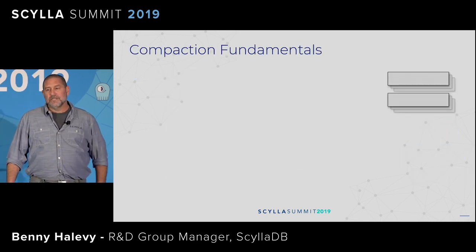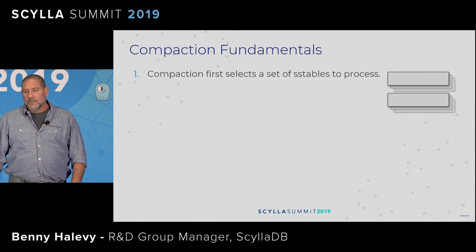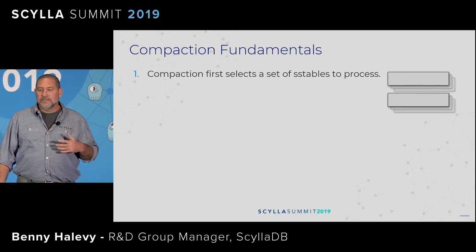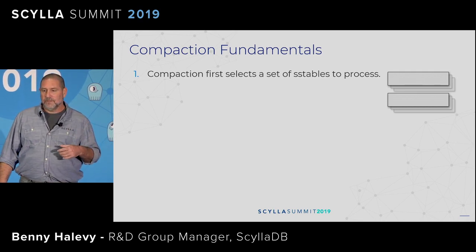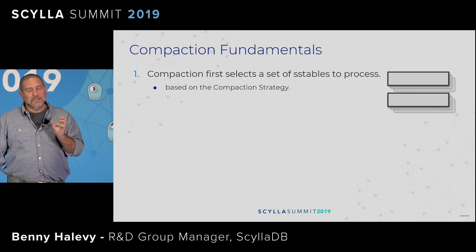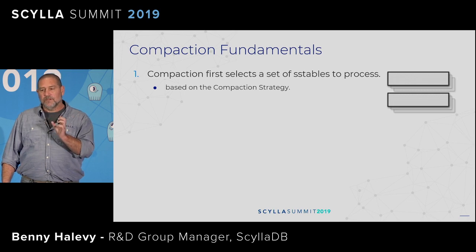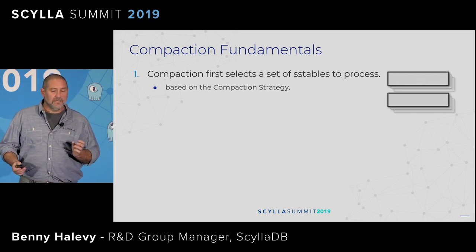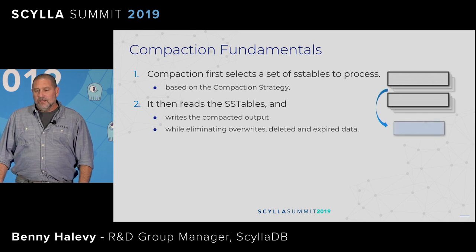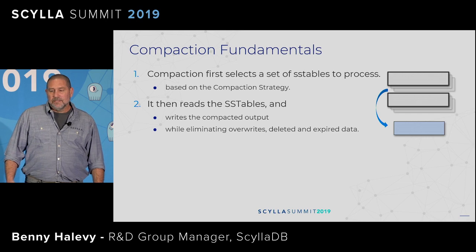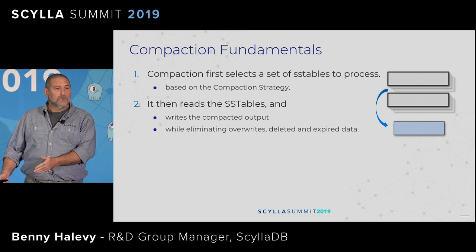So let's go over the fundamentals of compaction. The first step for compaction is to select a set of SSTables to process. The algorithm that selects these SSTables is part of the compaction strategy. Different compaction strategies may have different selection criteria. Then compaction reads these SSTables and writes the compacted output onto a new SSTable.